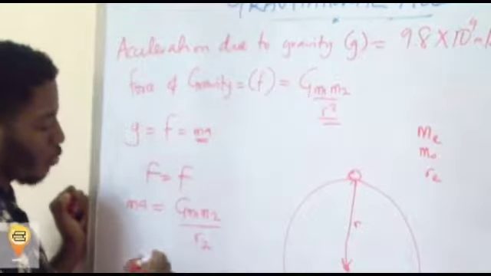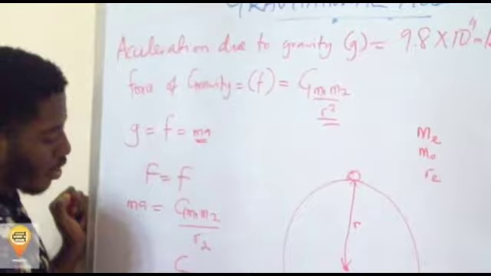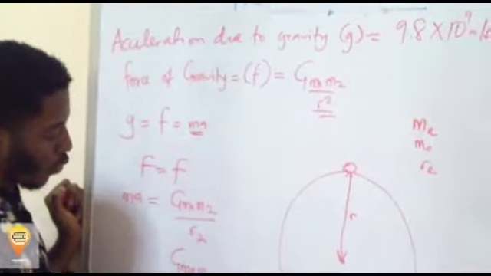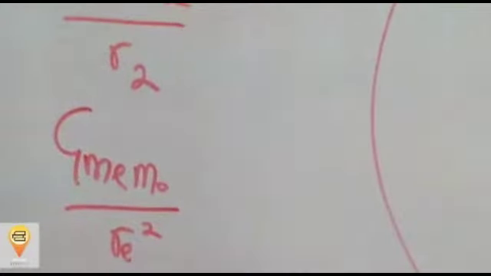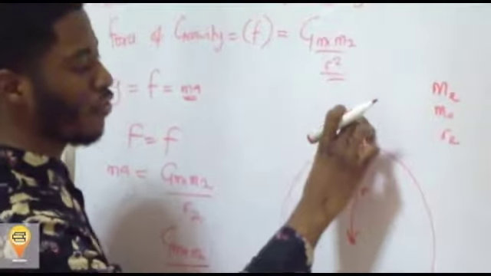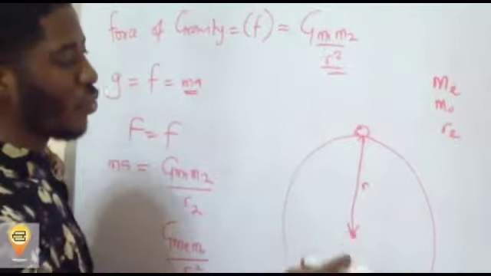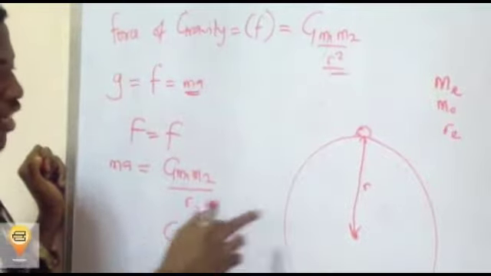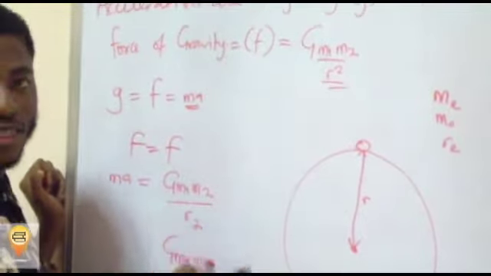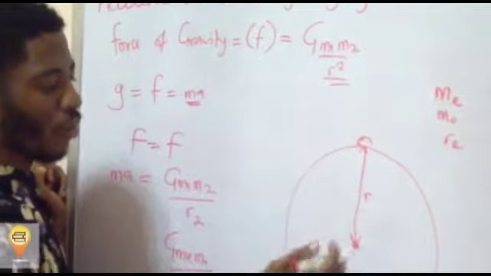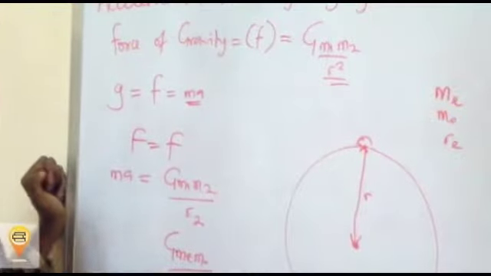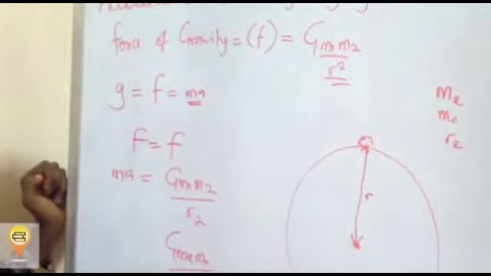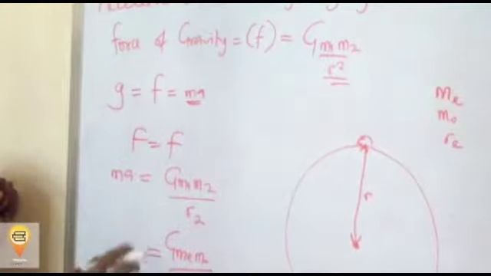So this in turn can now be G Me Mo over Re squared. That's just representing what we have here, the mass of the Earth, the mass of the object. Now the force of gravity between them is the mass of the Earth multiplied by the mass of the object, then divided by the square of the distance between them, which is from the center of the Earth to the surface of the Earth, where the object lies, which is R, the radius of the Earth. Now, this is what we have.